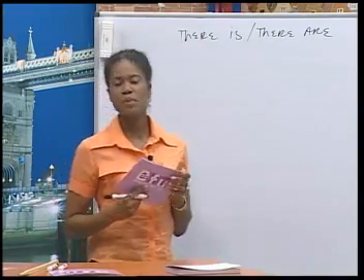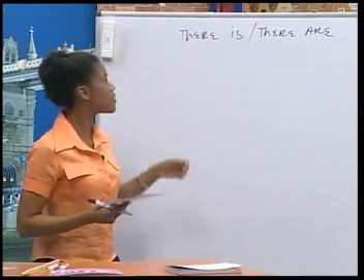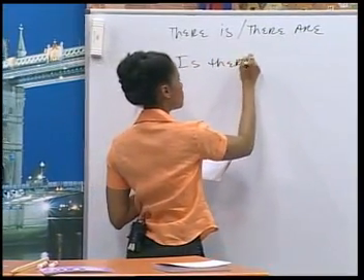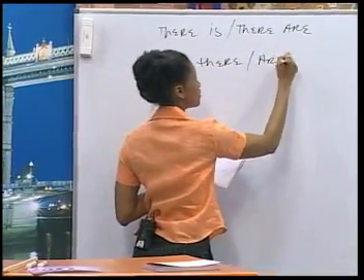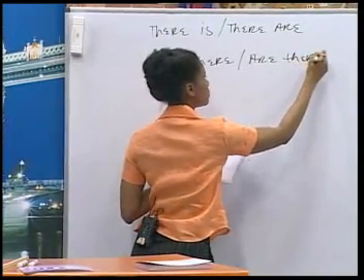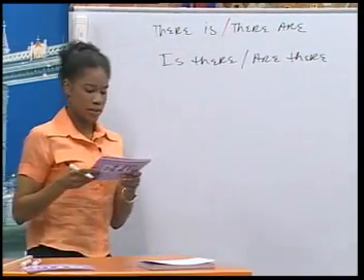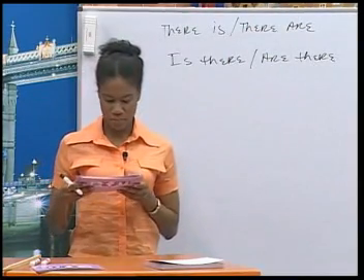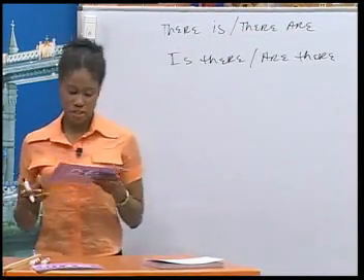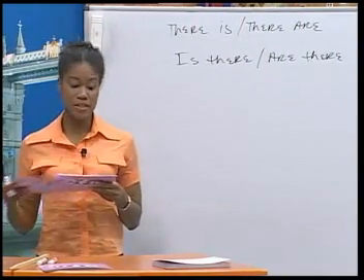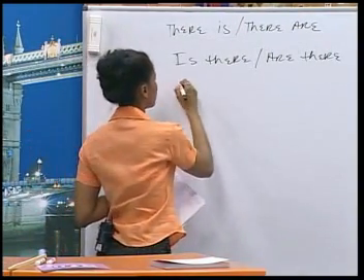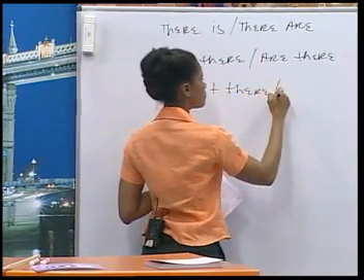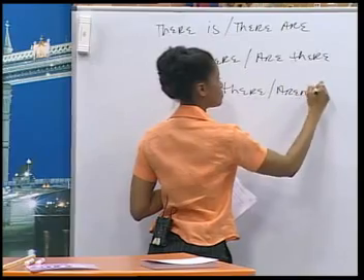Okay, questions may be asked beginning with is there or are there, if it's plural. Now these questions are asked to get more information. Negative questions may also be asked using these forms. Isn't there or aren't there?